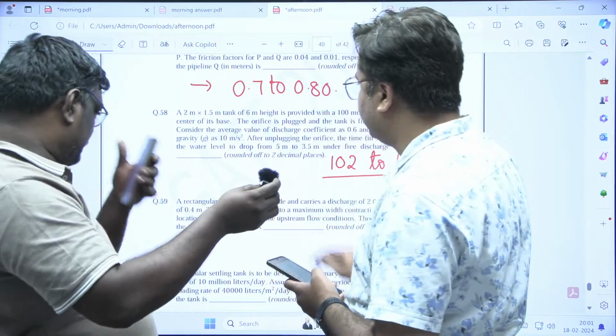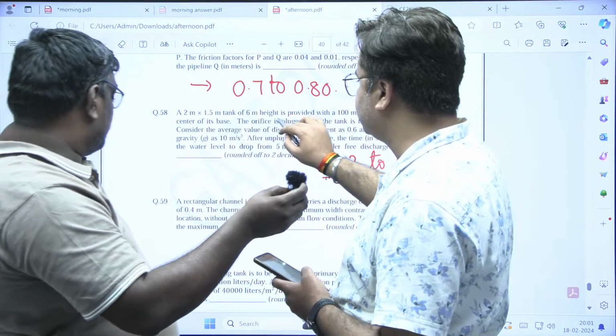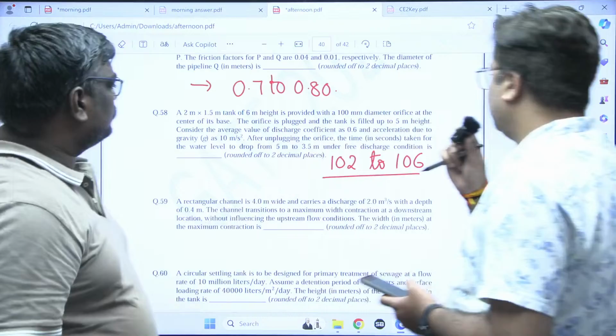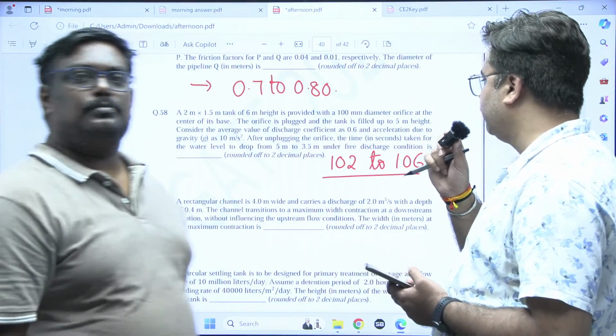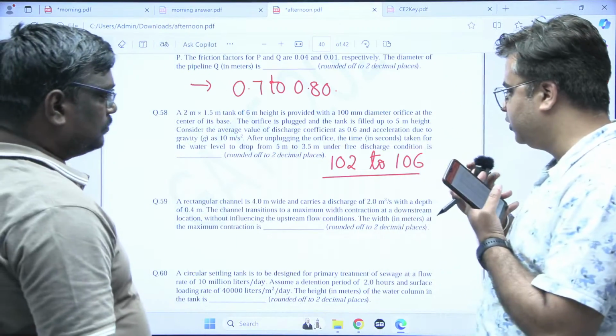Now coming to question number 58: a 2 meter by 1.5 meter tank of 6 meter height is provided with a 100 mm diameter orifice at the center of its base. The orifice is plugged and the tank is filled up to 5-meter height. So this was the fluid mechanics question. Answer is 102 to 106.